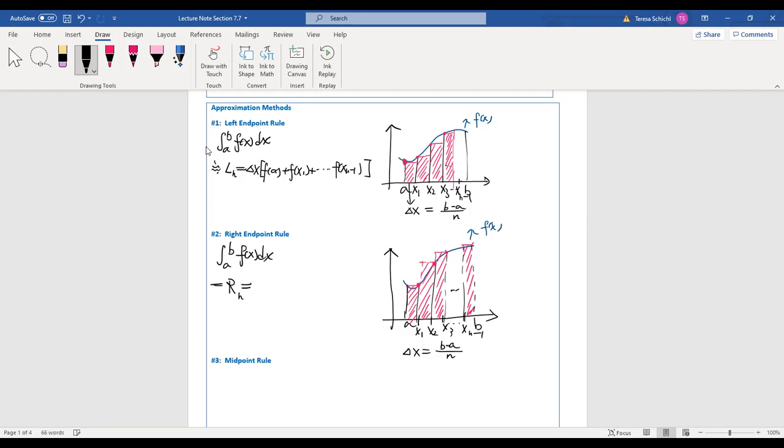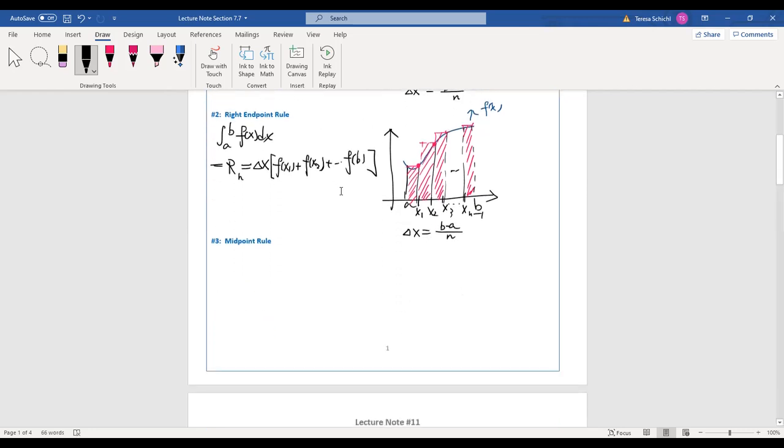So still the same, I use the width times the height, or the length. So what is the first length for the right hand? The first one here will be f of x1, right? Now you have x2, and what is the last one? The last one you use b, so it's f of b here. So this is what we call the right hand rule.